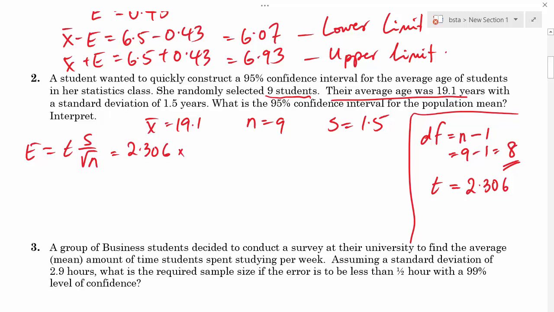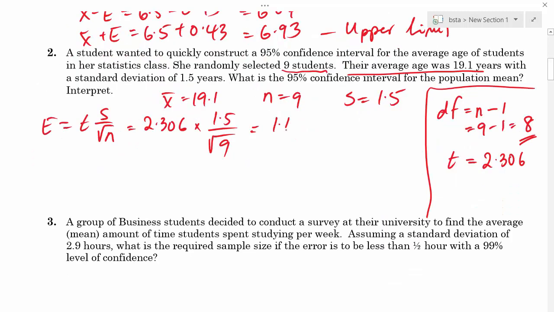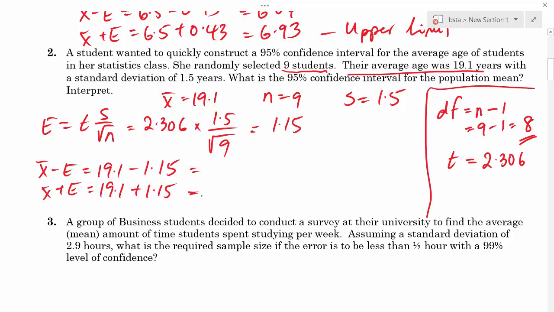2.306 times S, which in this case is 1.5, divided by square root of N, which is square root of 9. What does that give you? 1.15, thank you. So 1.15 is what we have there. And you find your lower and upper limits for that confidence interval. So your lower limit, X bar minus the error, is going to be 19.1 minus 1.15. And then X bar plus the margin of error is 19.1 plus 1.15. And that will give you, this one here will be 20.25. What? 17.95. Okay, perfect. Thank you.